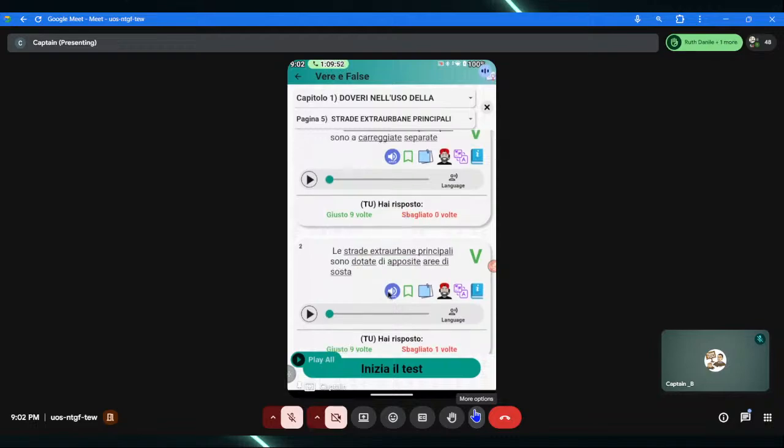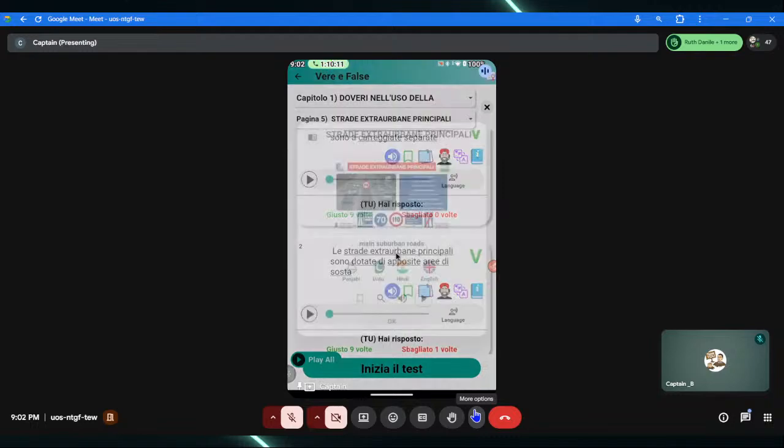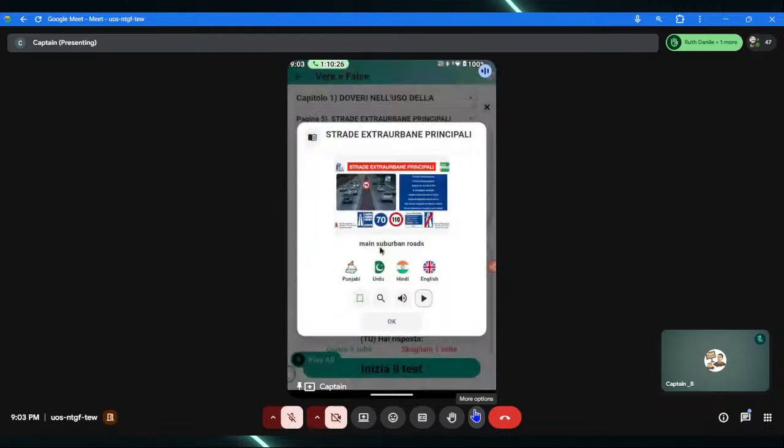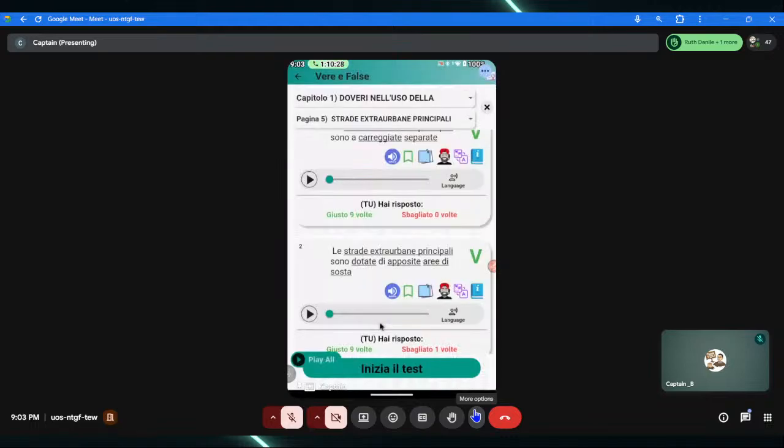Le strade extraurbane principali sono dotate di apposite aree di sosta. You see, extra urbana principale, they are equipped with appropriate parking areas. So you can't park anywhere on this kind of road, because everybody is running fast. So on this road, there's an appropriate place where people can stop. That's what he said, and it is true. Thank you, sir.